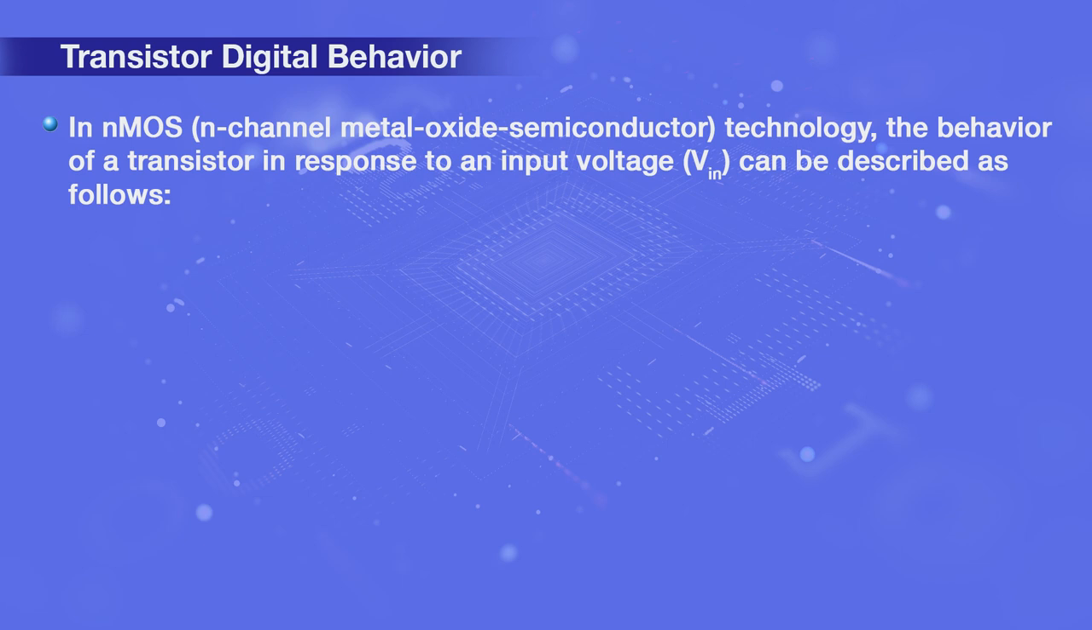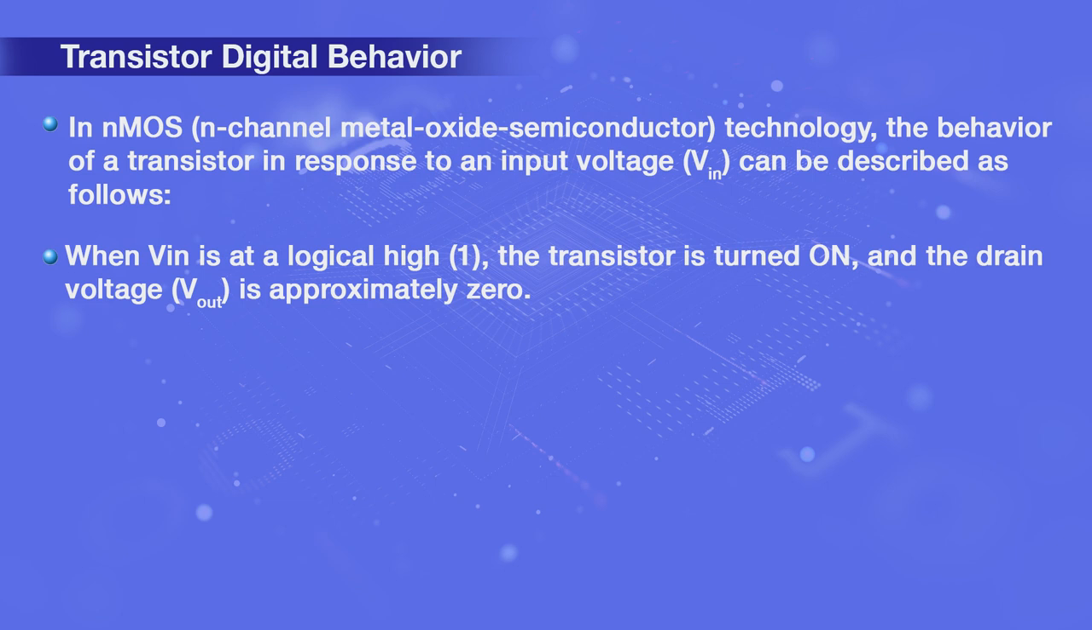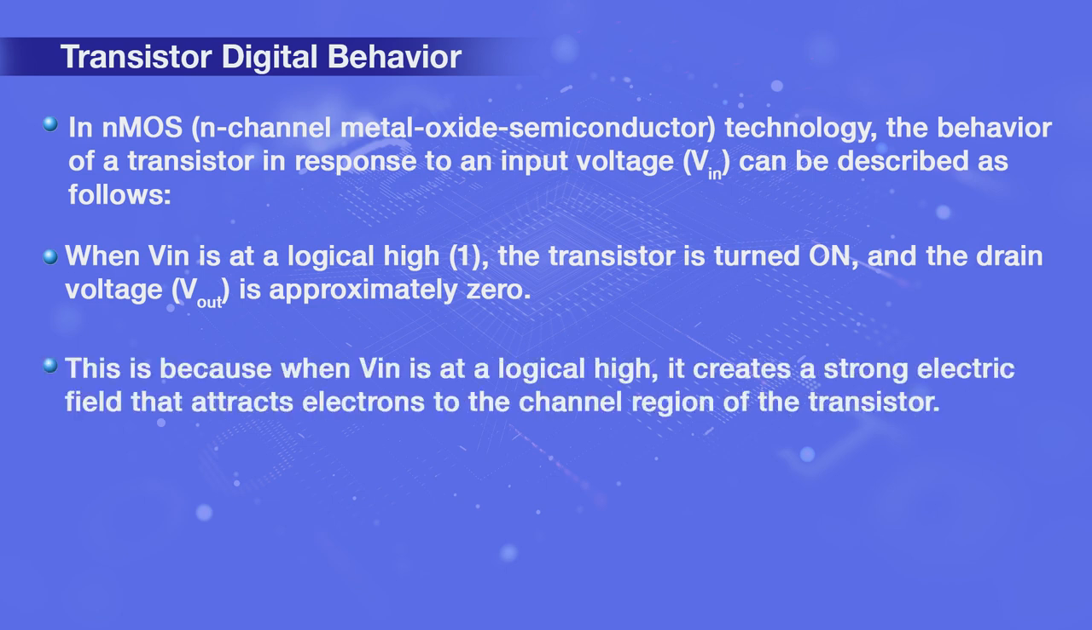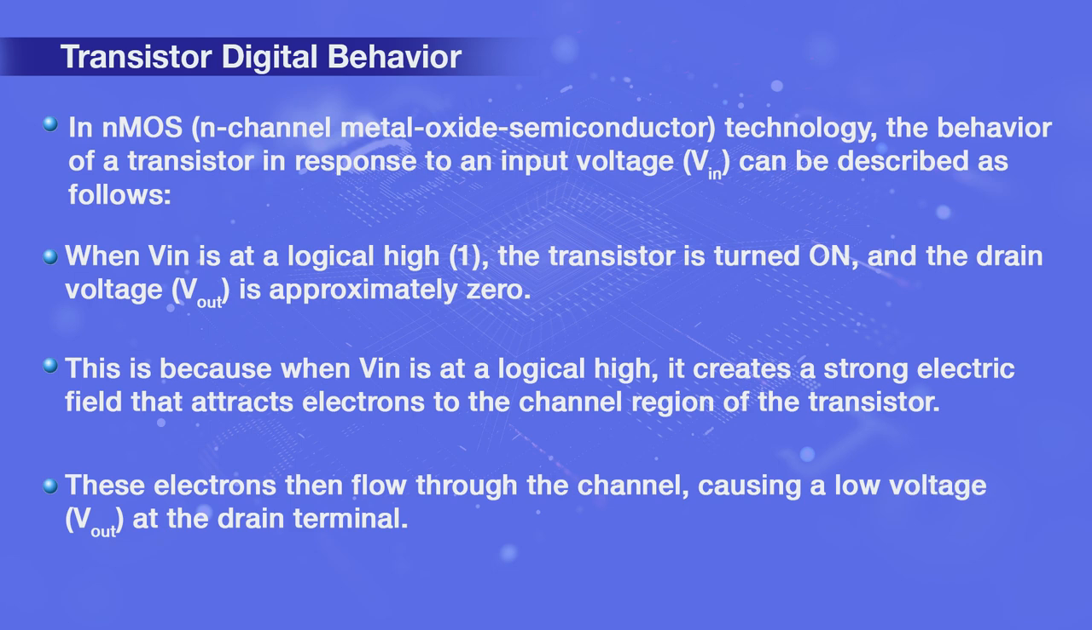So in NMOS, the behavior of a transistor in response to an input voltage Vin can be described as follows. When Vin is at logic high, that is logic 1, the transistor is on and the drain voltage Vout is approximately zero. This is because when Vin is at a logical high, it creates a strong electric field that attracts electrons to the channel region of the transistor.